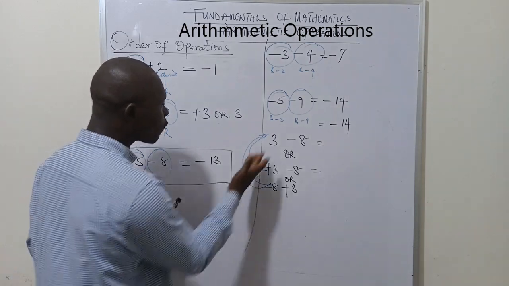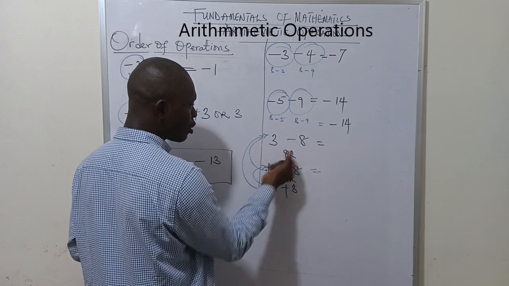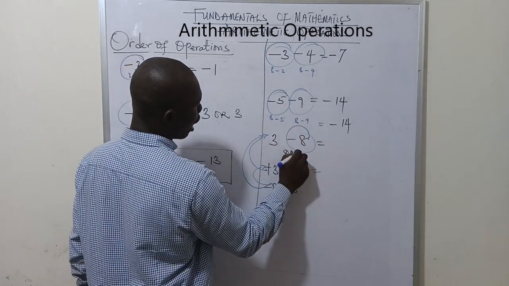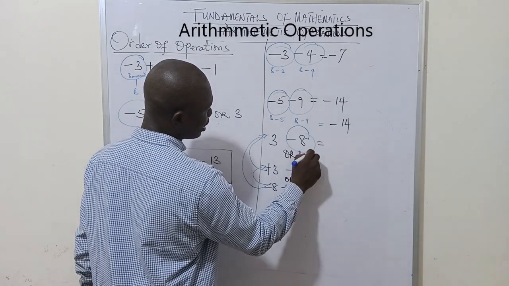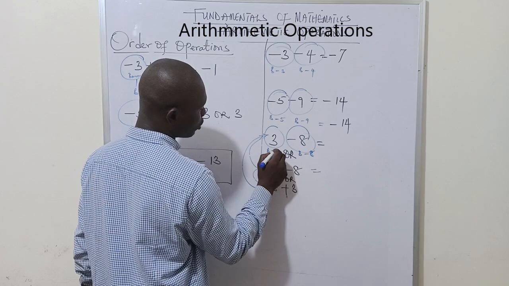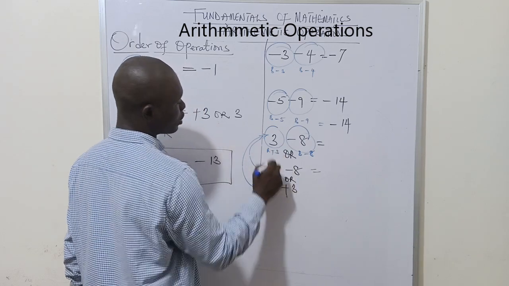Now look at this. If I'm solving this here, this is plus 3. So it means I've borrowed. This is the amount borrowed. The amount borrowed is what? Is 8 naira. Then the amount returned is what? The amount returned is 3 naira, plus 3.